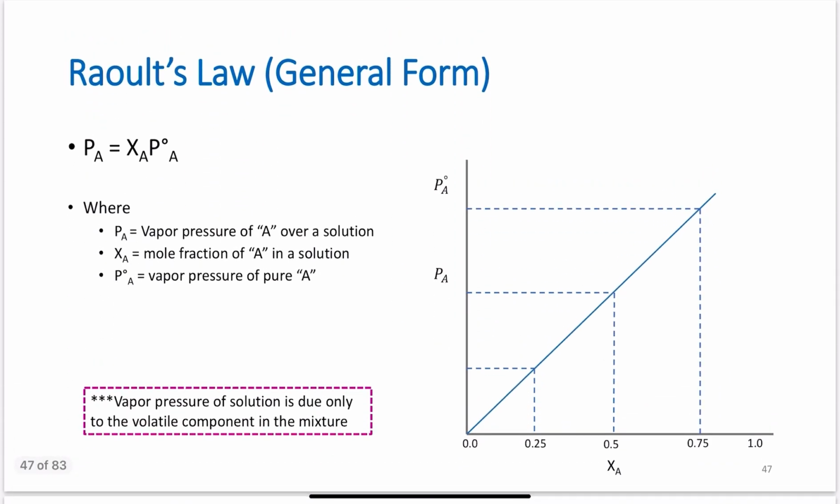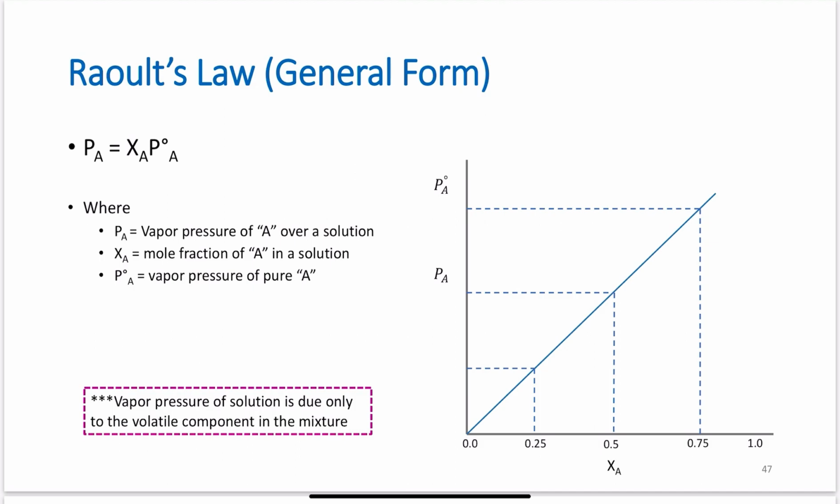So what is Raoult's law? Raoult's law has a general form, P sub A equals X sub A times P naught sub A, where P sub A is the vapor pressure of A over a solution, X sub A is the mole fraction of A in a solution, and P naught sub A is the vapor pressure of pure A. Vapor pressure of the solution is due only to the volatile component in the mixture. So if you've got a mixture and only one part of it is volatile, only that volatile substance will actually add to the vapor pressure because, again, it's the pressure of this piece that has escaped solution is now pushing down.